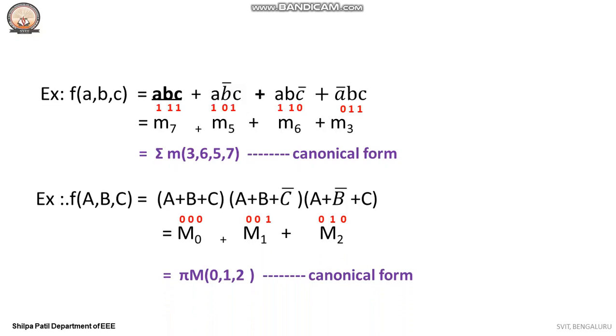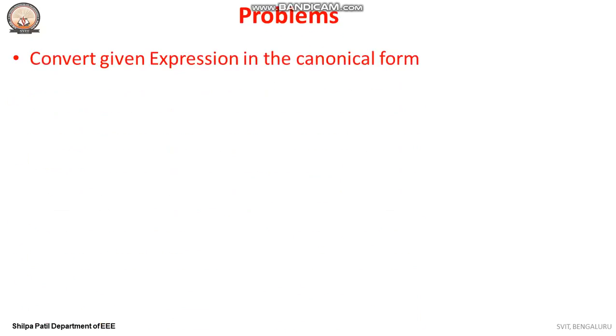We'll take one or two examples of how to convert an expression into canonical form. Convert the given expression into canonical form: f of ABC is equal to AC plus A bar B plus BC bar. First we have to check whether it is SOP or POS. It is an SOP expression and it is not in standard form. So we need to bring this into standard form. How do we do that?